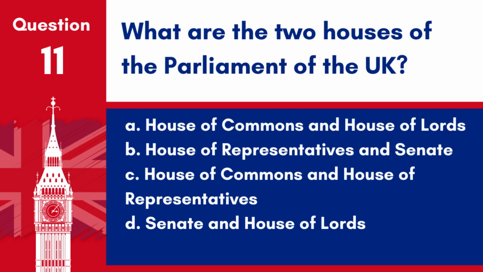Question 11. What are the 2 houses of the Parliament of the UK? A. House of Commons and House of Lords. B. House of Representatives and Senate. C. House of Commons and House of Representatives. D. Senate and House of Lords. Answer: A. House of Commons and House of Lords. The 2 houses of the Parliament of the UK are the House of Commons and House of Lords.